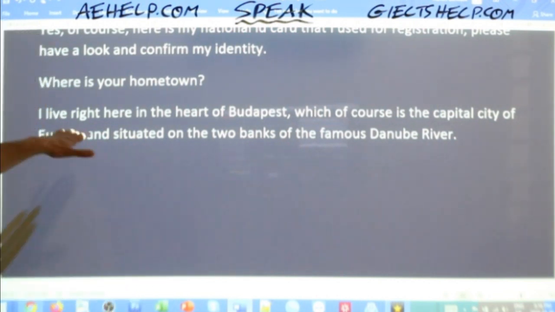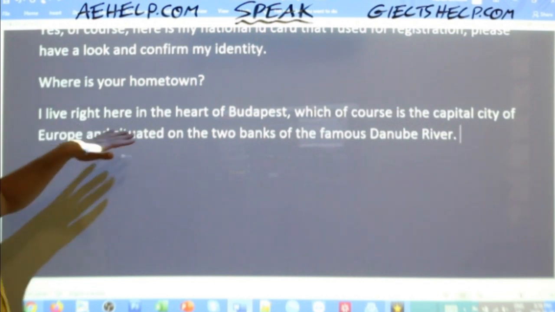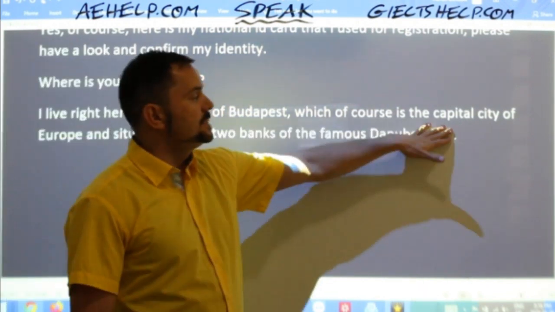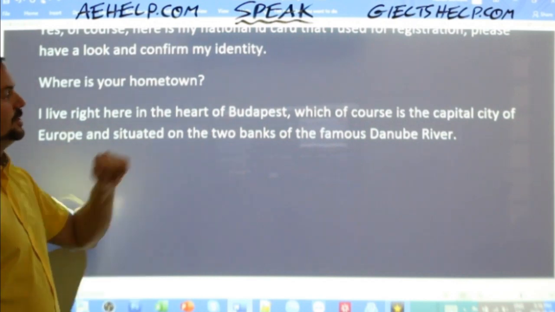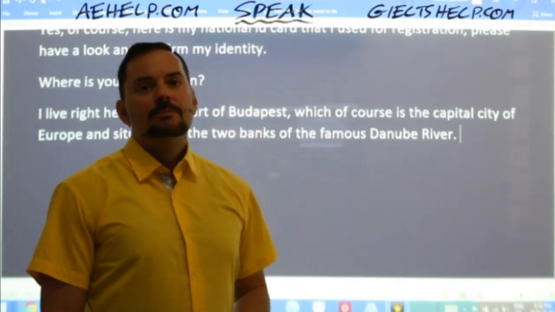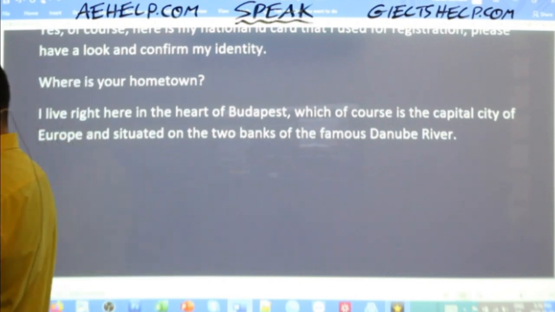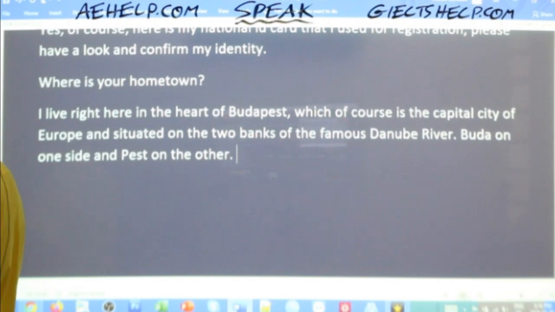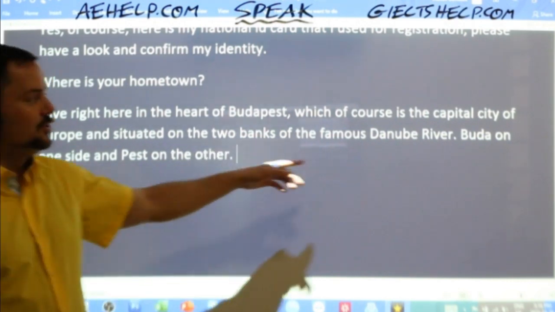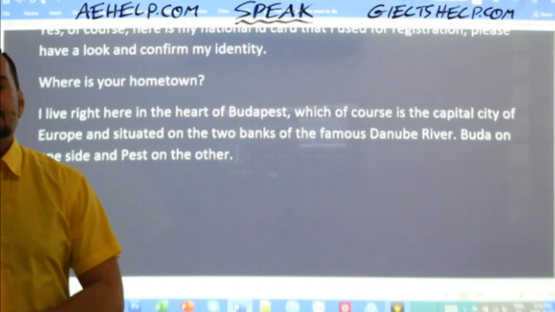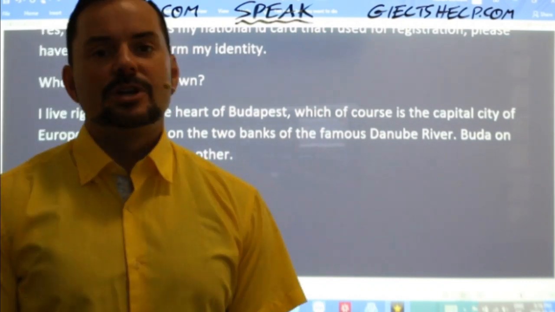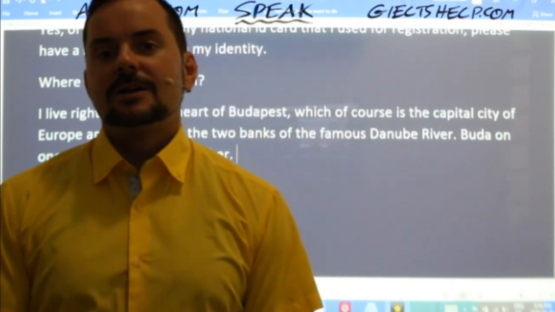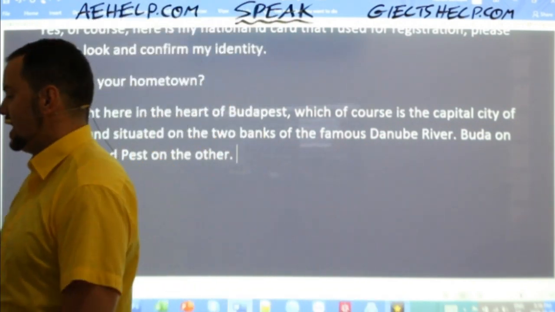Repeat after me. Where is your hometown? I live right here in the heart of Budapest, which of course is the capital city of Europe and situated on the two banks of the famous Danube River. Buda on one side and Pest on the other, if you must know. Yeah, so it's divided into these two regions, and the two together are called Budapest. And of course, 7 or 8 famous bridges cross the two sides and join these two together. All right, students.